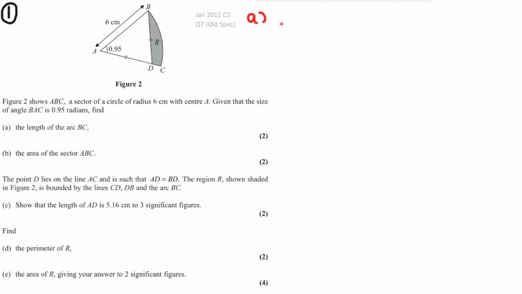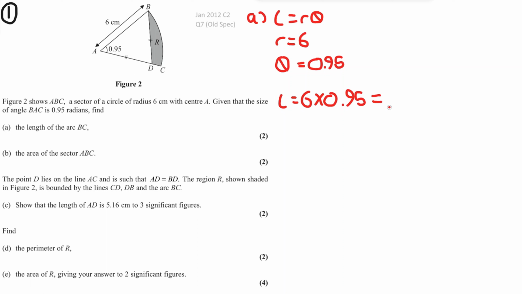So remember that the length of an arc is given by the equation r theta, where r is the radius of the sector, which is told is 6, and theta is the angle here, which is 0.95, and it's told that it's in radians. So therefore the length of the arc is equal to 6 times 0.95, which is equal to 5.7 centimeters.